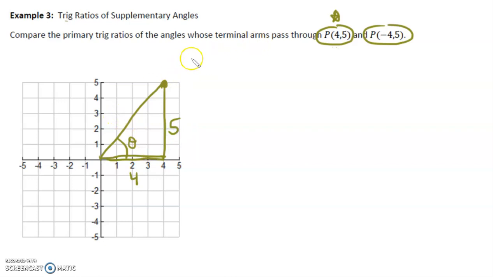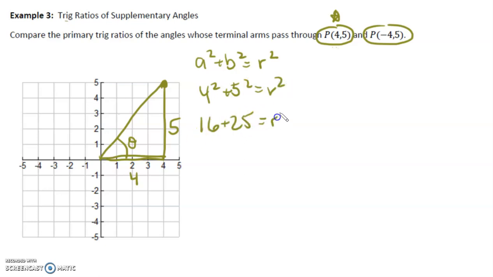Let's solve for the radius. So we have a squared plus b squared equals r squared: 4 squared plus 5 squared, 16 plus 25. We get 41. Okay, 41 equals r squared. We go ahead and root both sides. We get the square root of 41, which is 6.4.